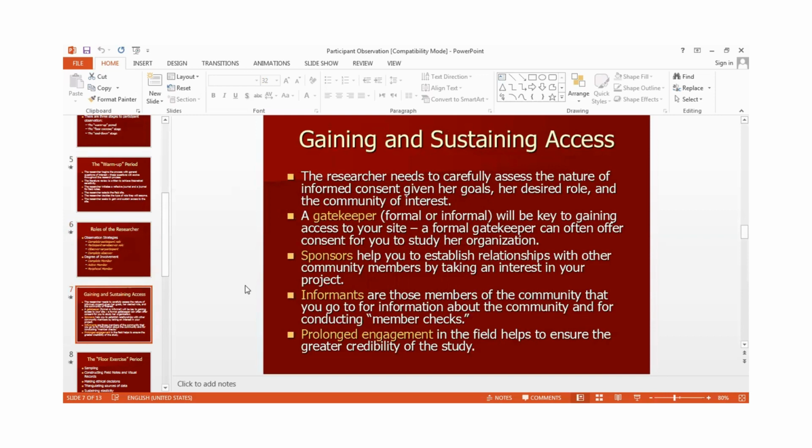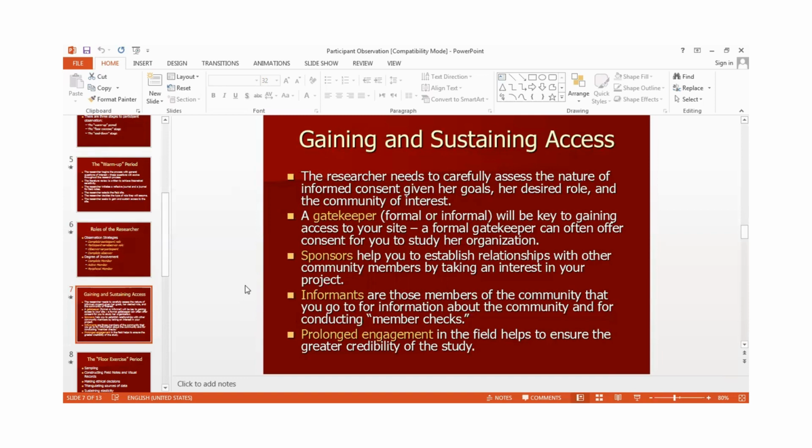The researcher needs to carefully assess the nature of informed consent given her goals, her desired role, and the community of interest. A gatekeeper, formal or informal, will be the key to gaining access to your site.